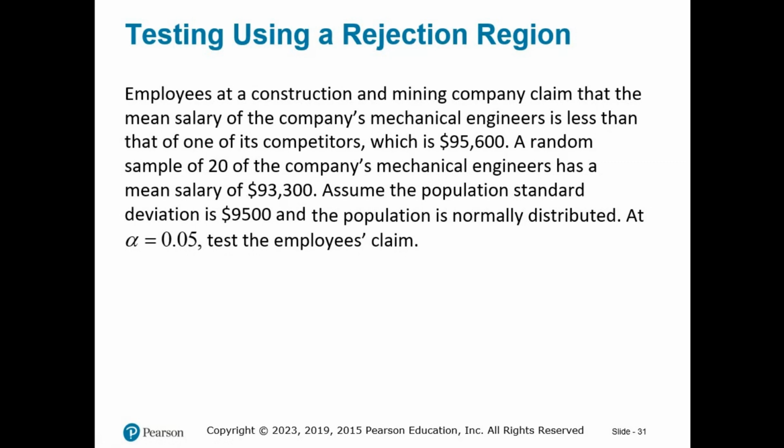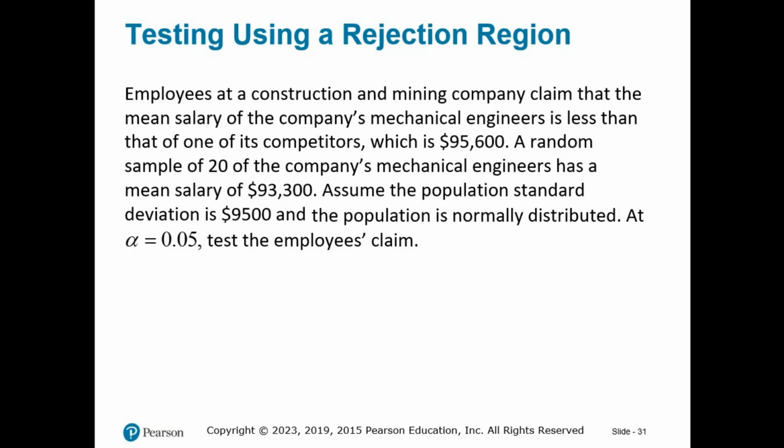Alright, so first we need to check all the conditions. Do we have sigma? Yes, they gave us 9,500. Is the sample random? Yes. Is the population normally distributed or is the sample at least 30? The sample is only 20, but they say the population is normally distributed, so we can continue with the z-test.